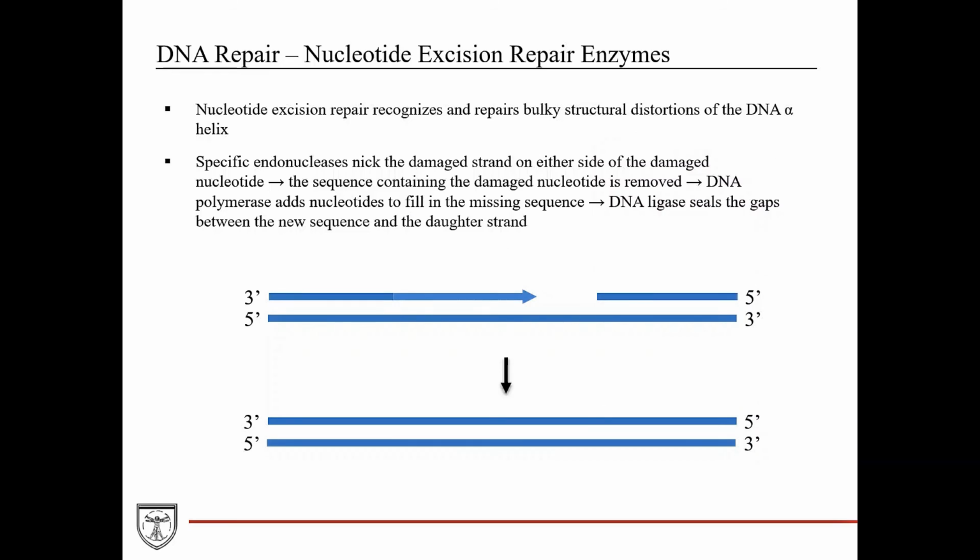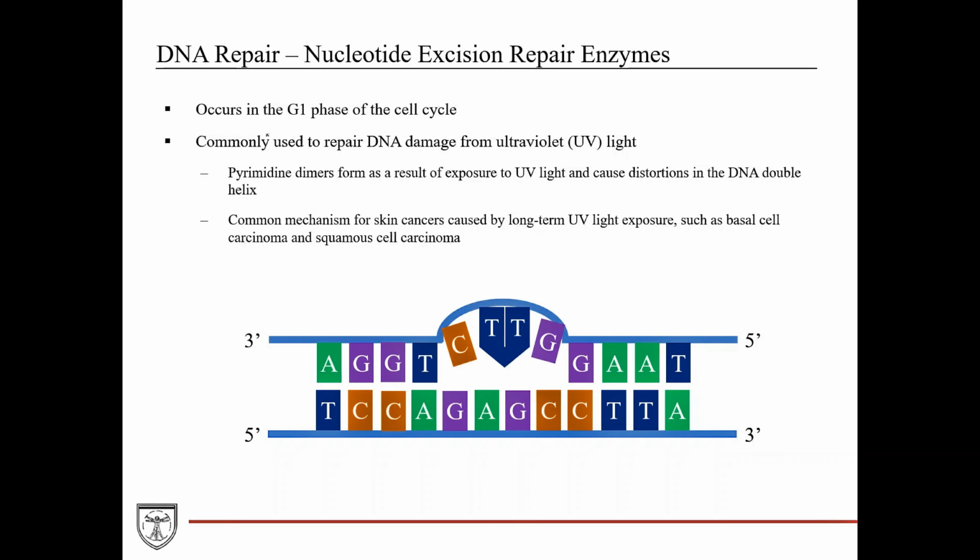Then DNA polymerase comes in and adds the missing nucleotides from that sequence that were removed. And then DNA ligase comes in and seals the gaps between the new sequence and the daughter strand. So then you have a nice uniform strand, as you can see here. This occurs throughout the G1 phase of the cell cycle. Now, this is a mechanism that's commonly used to repair DNA damage from ultraviolet light. And that makes sense because ultraviolet light actually causes significant distortions in DNA structure.